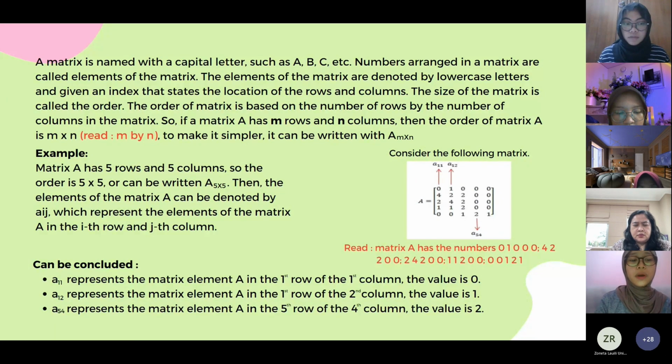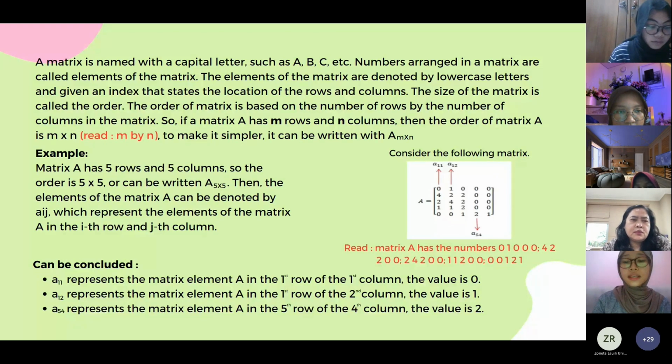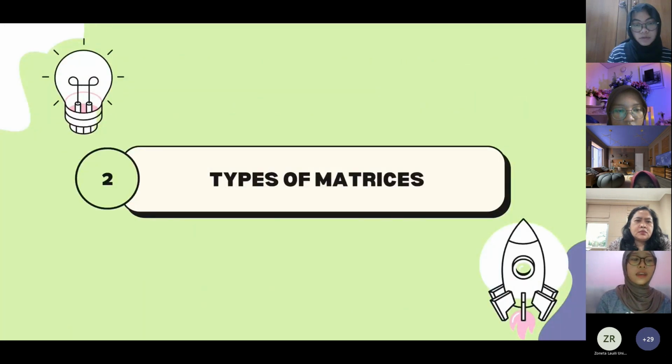a_11 represents the matrix element in the first row of the first column. The value is 0. a_12 represents the matrix element in the first row of the second column. The value is 1. a_54 represents the matrix element in the 5th row of the fourth column. The value is 2. Okay, next, types of matrices.